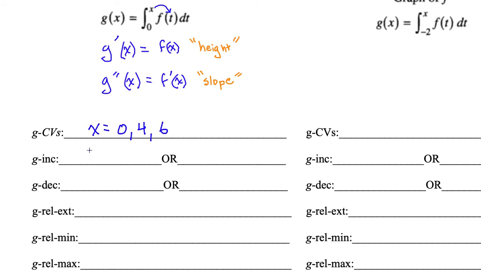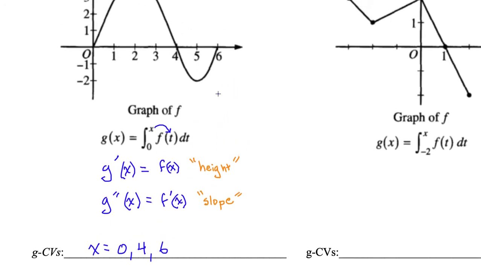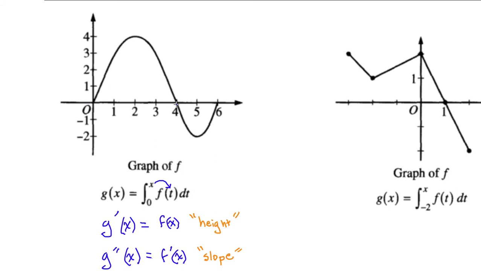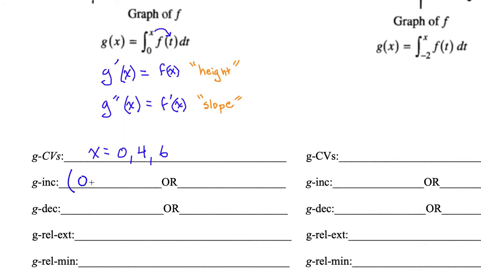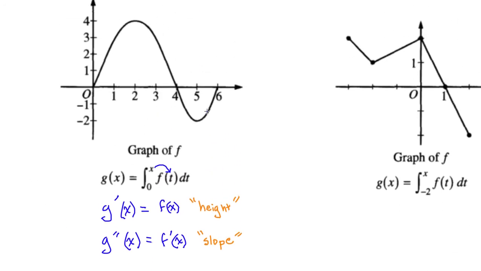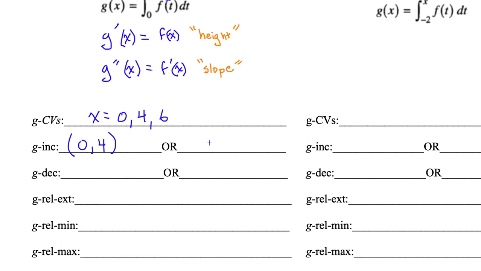Okay, where is it increasing? Where do I have a positive height? Where is it above the x-axis? Well, between 0 and 4, not including 0 and 4. So I'm going to use these parentheses, between 0 and 4, and nowhere else. Okay, so you can also do this a different way. You could say 0 is less than x, ooh, that's a bad x, x is less than 4. So there's two ways of saying that.